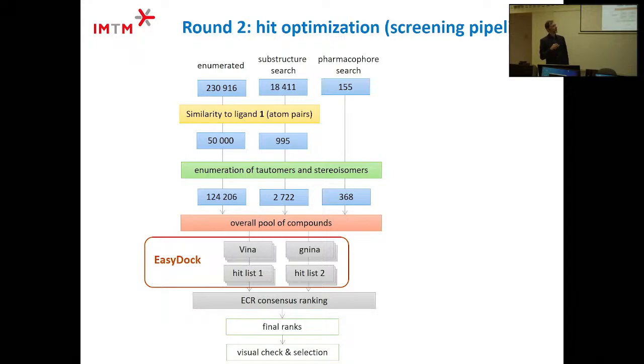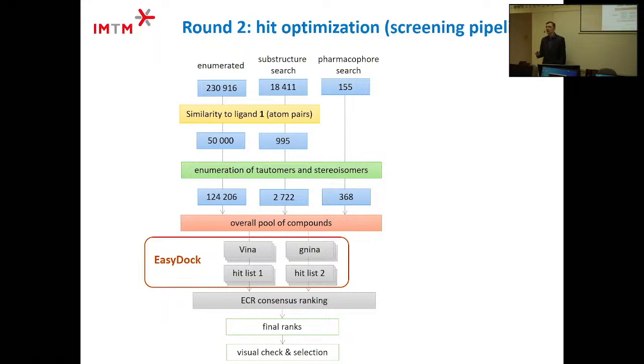And we again aggregated those predictions using the ECR ranking, and we already didn't have time to rescore with the GBCA model, so that's why we used these predictions as the final ones.